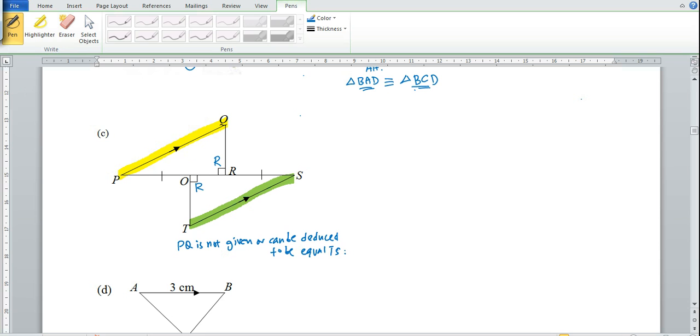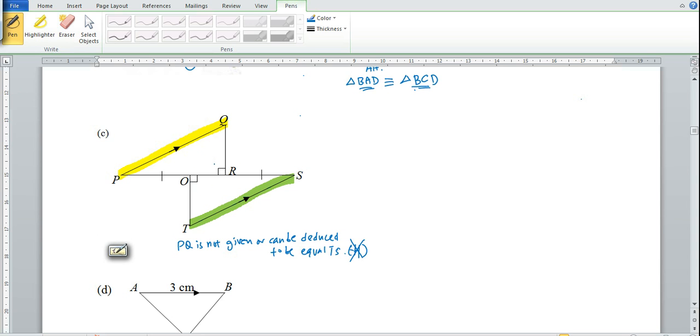So it seems like we are not able to use H, okay? We are not able to use H. So this seems to not be an RHS proof, even though there is a right angle. It may not be an RHS proof. In this case, the hypotenuse is not given or deducible by any property here, and only that they are parallel doesn't mean they are equal.